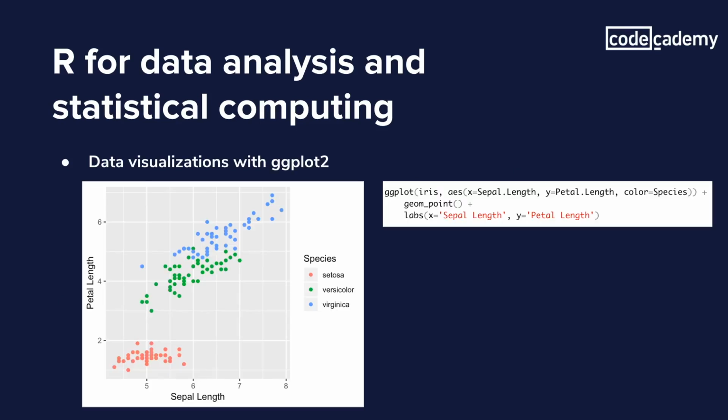R is also well known for the ability to easily make beautiful data visualizations with packages like ggplot2 with minimal code. This professional-looking plot was made using the short block of code on the right. In ggplot2, you can make bar charts, heat maps, scatter plots, box plots, violin plots, and more. R's streamlined syntax for creating visualizations allows us to both quickly construct charts for exploratory data visualization, as well as create high-quality, publication-worthy visuals to communicate our findings.